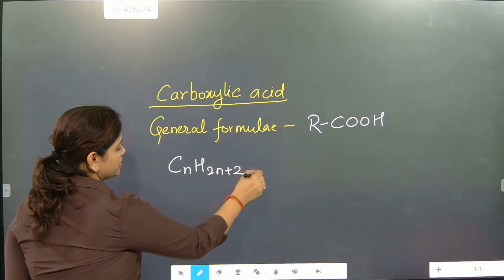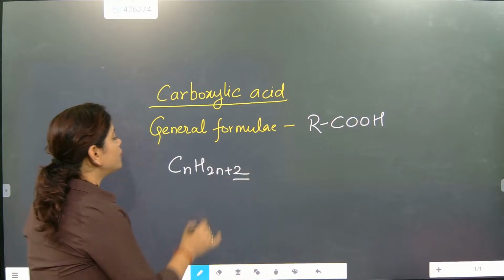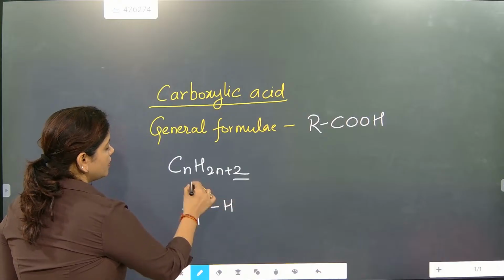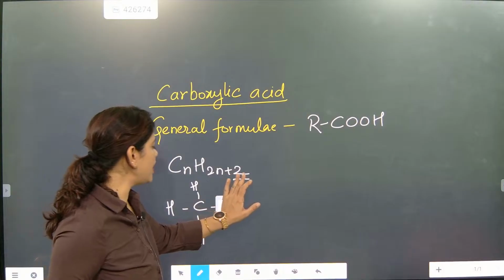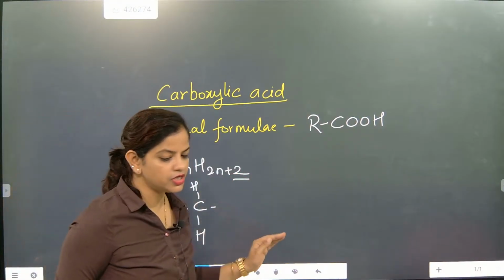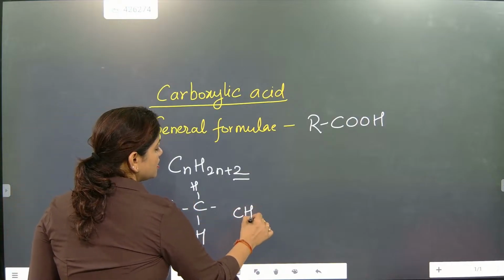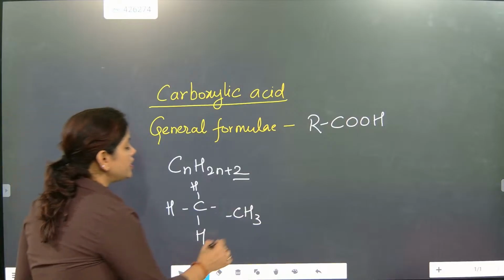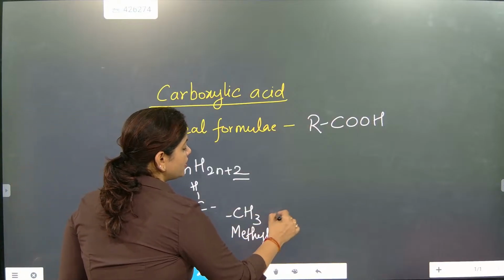CnH2n+2 is there. From this, you remove one hydrogen. Understood? When you remove one hydrogen, just check this. This is methane. From this methane, you have removed one hydrogen and kept the bond free. The formula is CH3, and from the C side one bond is free. So what is it called? It is called methyl. What is the general formula here?